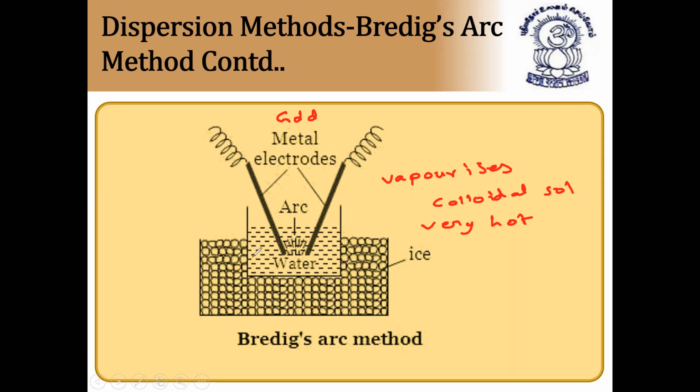So this is called preparation of gold sol. The gold sol will be prepared in water. So here the gold sol is formed. After the electric arc is struck, it is called gold sol. So this is gold sol.